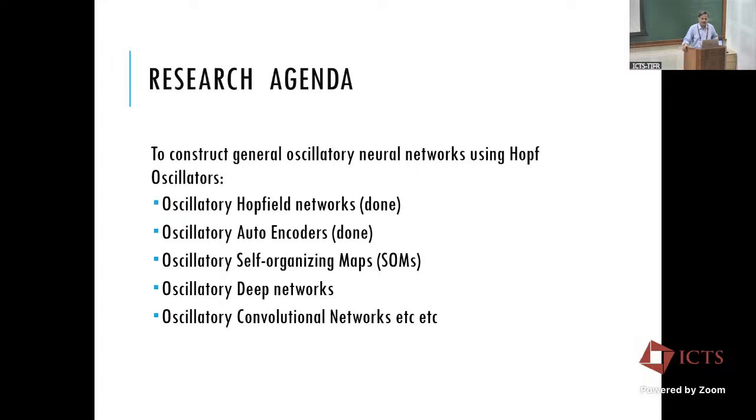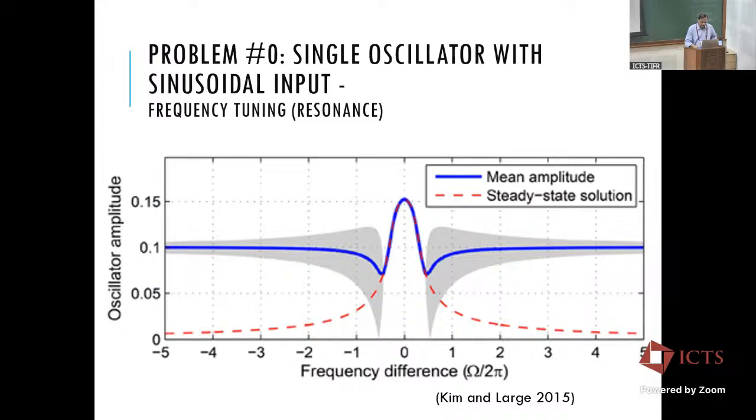So the agenda is this: using this kind of oscillator as a basic element, or a basic sort of neuron model, we want to literally redo the entire neural network theory, at least the popular models, and then see what they give you. Oscillatory Hopfield networks are already done. It's very old stuff, and they don't work very well. That's a different matter. Oscillatory autoencoders like a feed-forward network, oscillatory self-organizing maps, oscillatory deep networks, oscillatory convolution networks. In fact, this slide is a bit old, but now we have done all this. Not just the first two, but all five are now done.